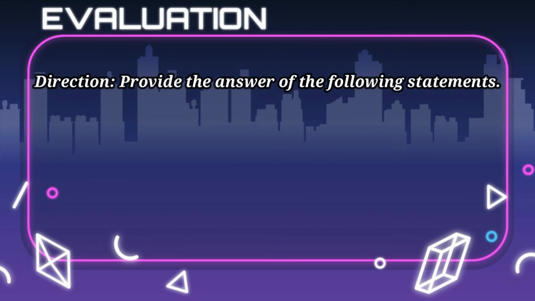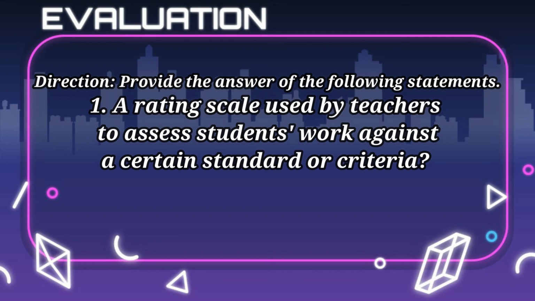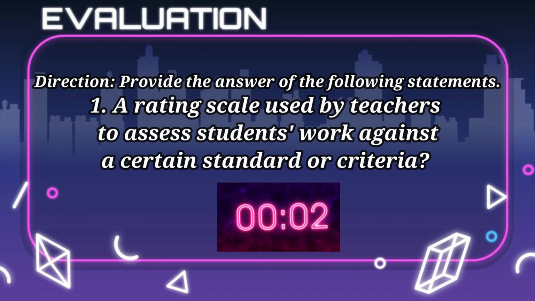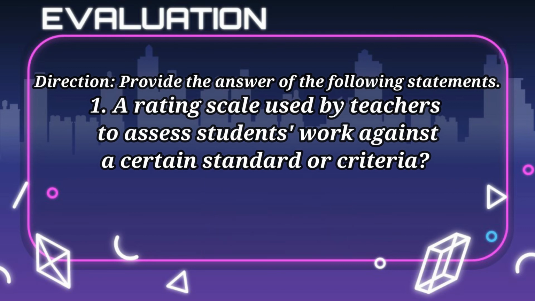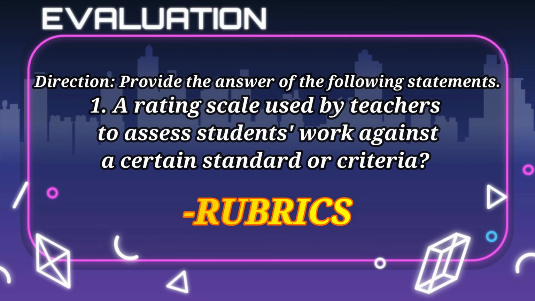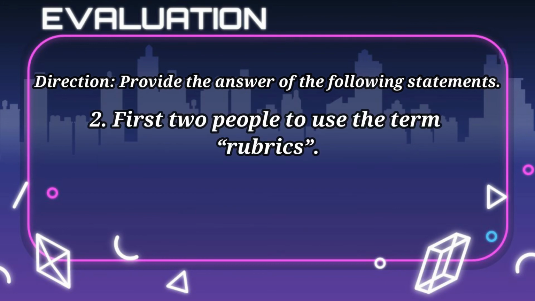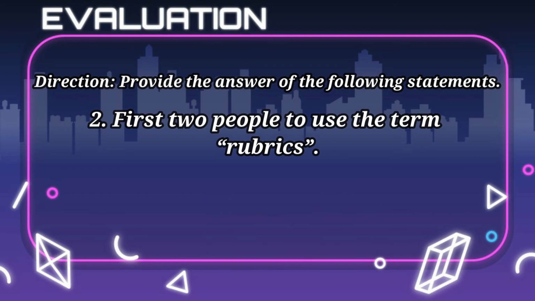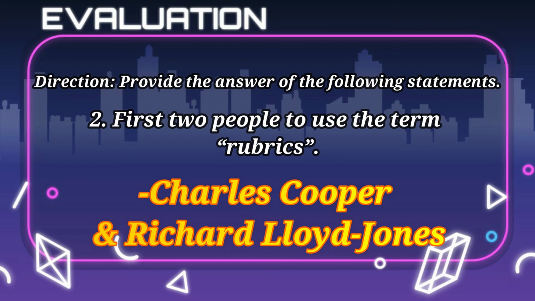Direction. Provide the answer of the following statements. Number 1. A rating scale used by teachers to assess students' work against a certain standard or criteria. Timer starts now. Okay, the correct answer is rubrics. Number 2. First two people to use the term rubrics. The timer starts now. Yes, it's Charles Cooper and Richard Lloyd Jones.